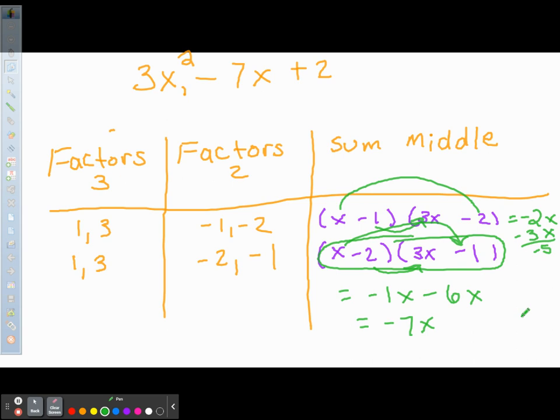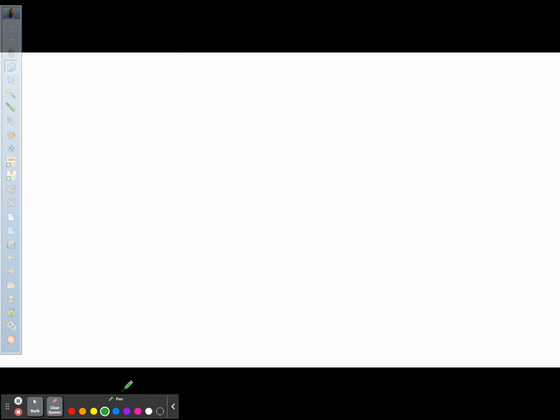Alright, let's try another one. The more we do it, the easier it'll get. The better you'll get at it. 2x squared plus 7x plus 6. Since both my c and my b are positive, what are my 2 factors of c going to be? What do we do when b and c are positive? What does our table say? It says they're both going to be positive. So my factors of 6 have to both be positive.